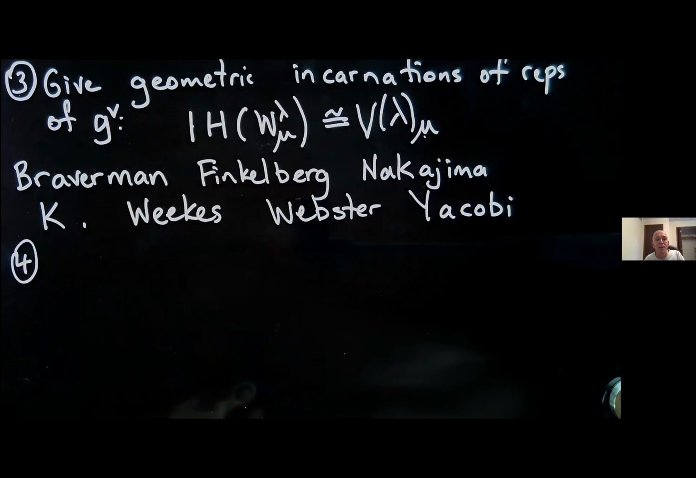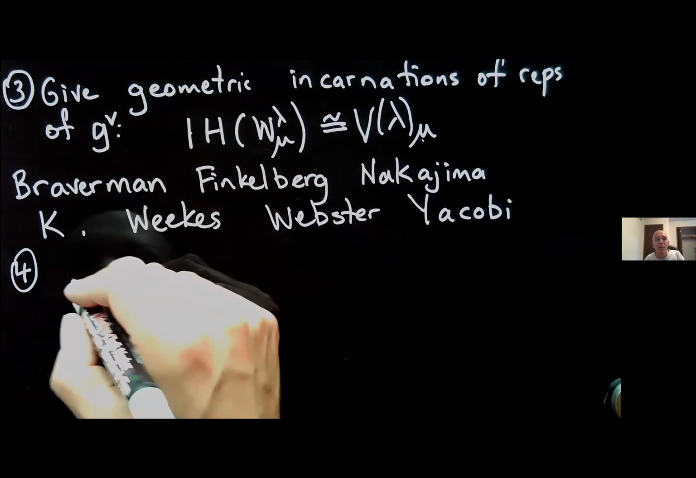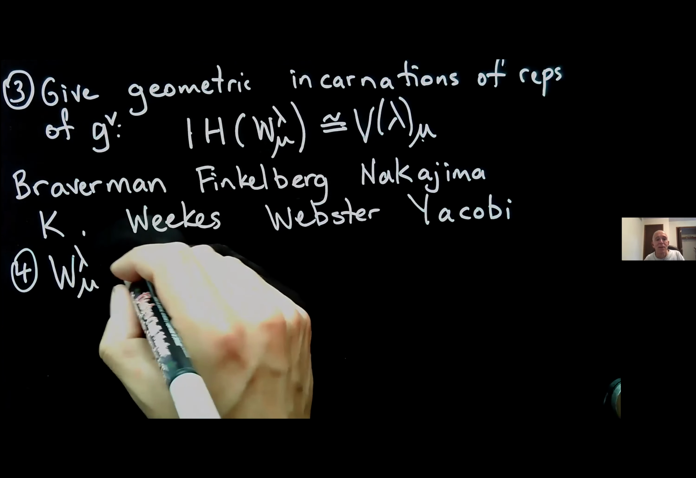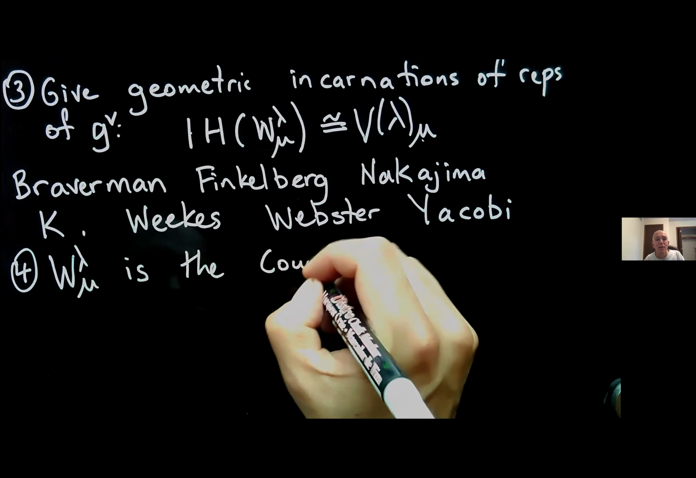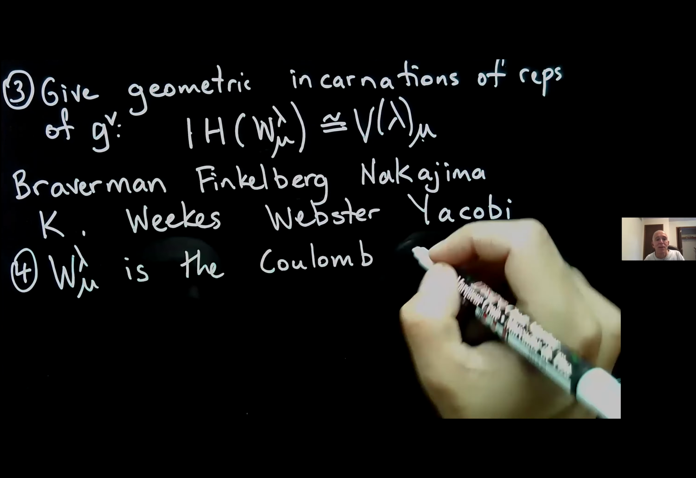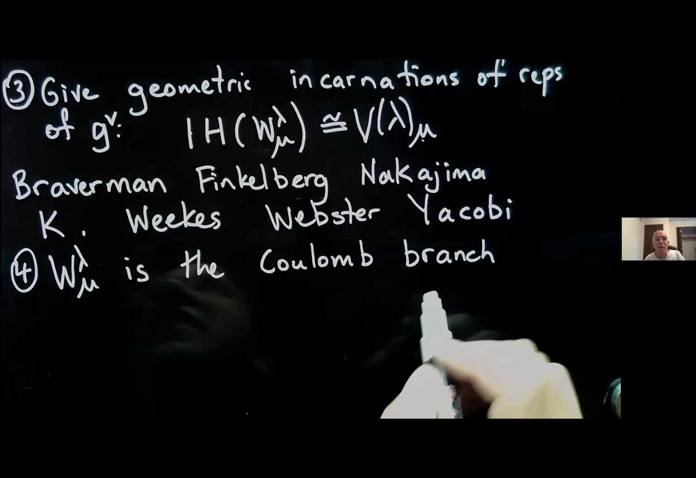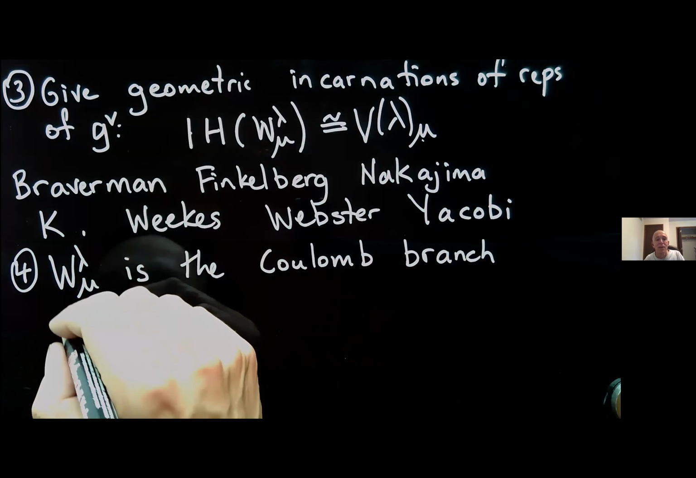Now number 4 is that this W lambda mu is a Coulomb branch. I'll explain a little later in my talk what it means to be a Coulomb branch, but I think you had Nakajima speaking here not too long ago, so you already heard something about this. So W lambda mu is the Coulomb branch for a quiver gauge theory.